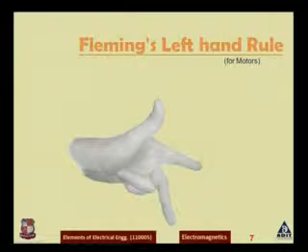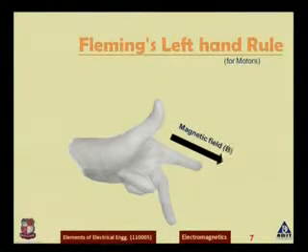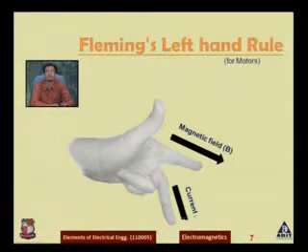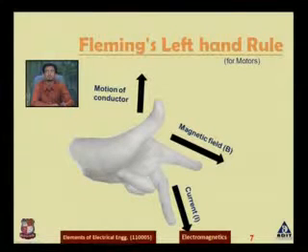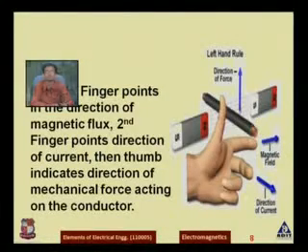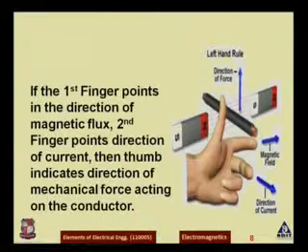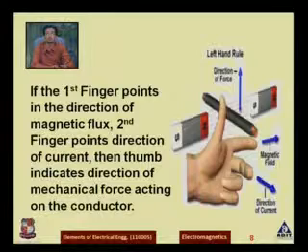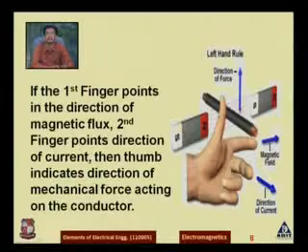Now see Fleming's left hand rule. Fleming's left hand rule can be used for the analysis of electrical motors. Here also the first finger will show the magnetic field, that is B, the second finger will show the current, and the thumb will show the motion of the conductor. If you apply the left hand rule to the motor's case, the first finger points in the direction of magnetic flux.